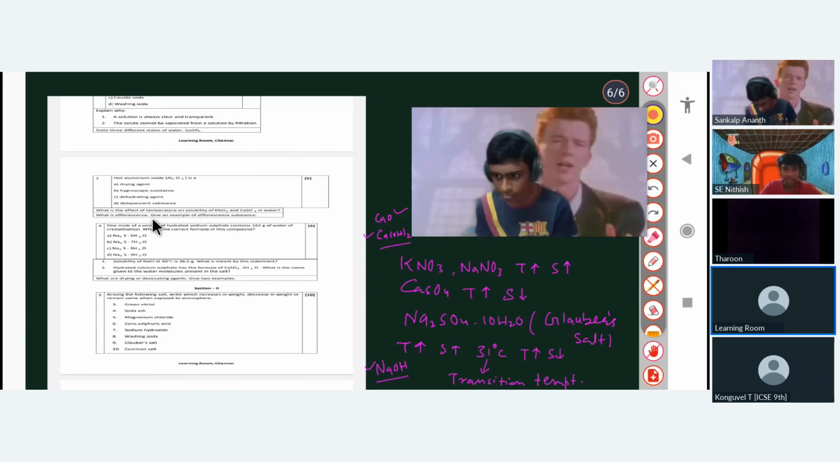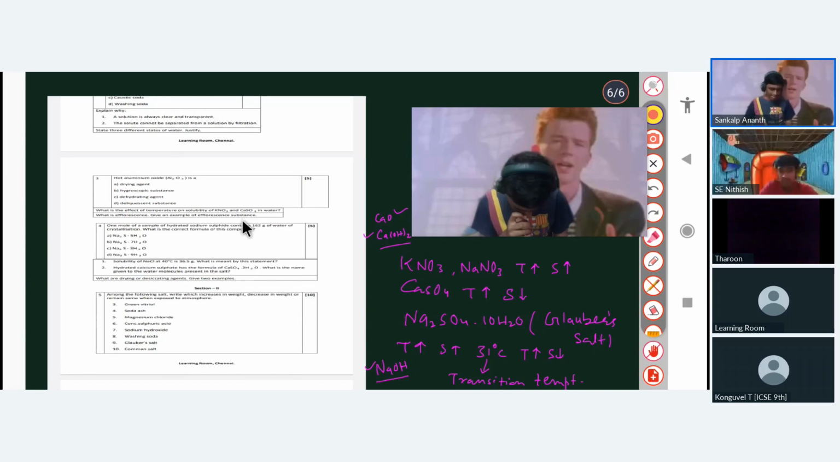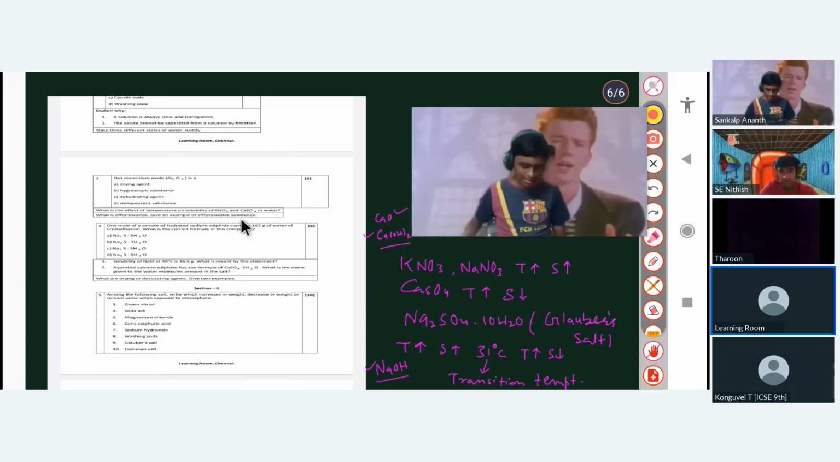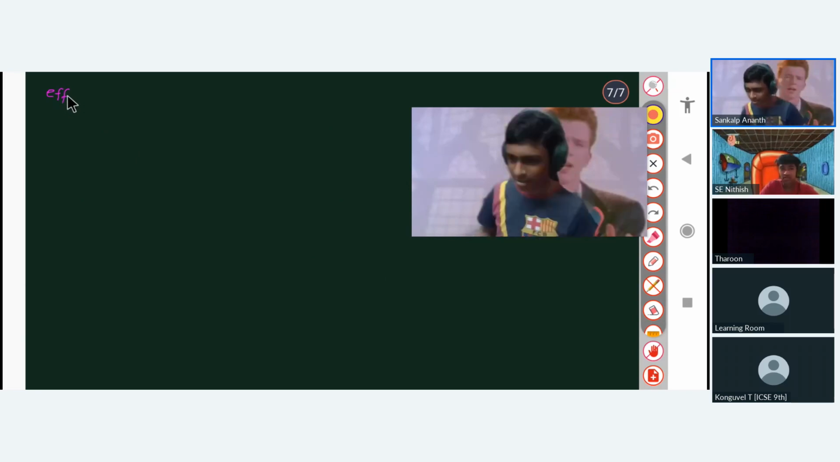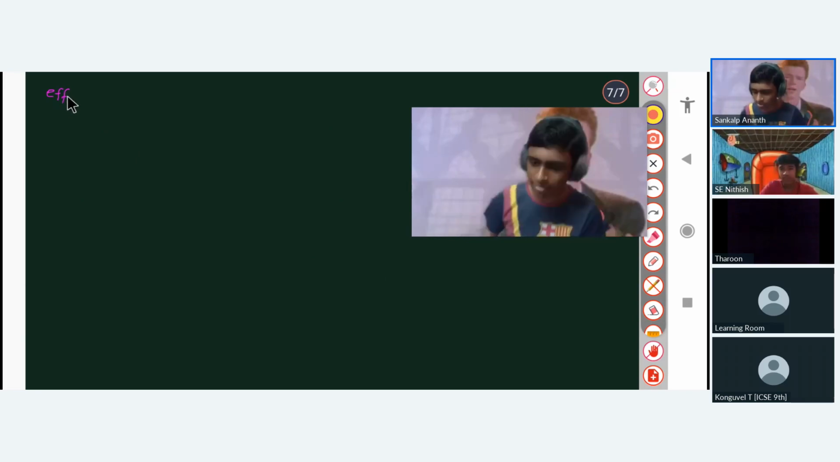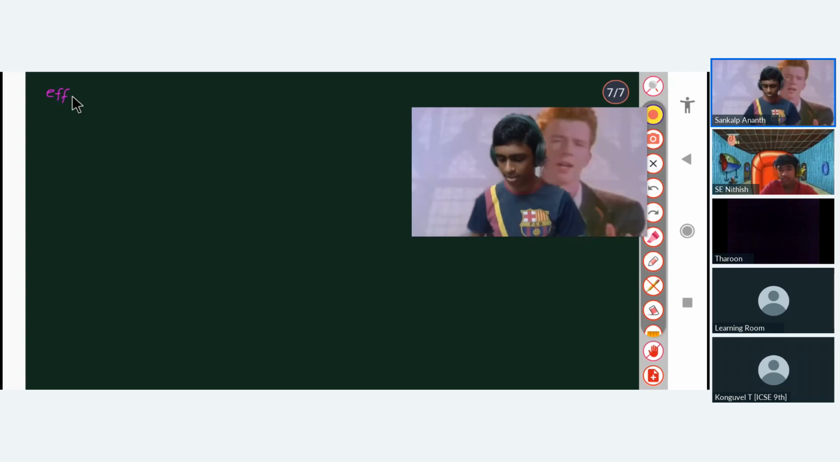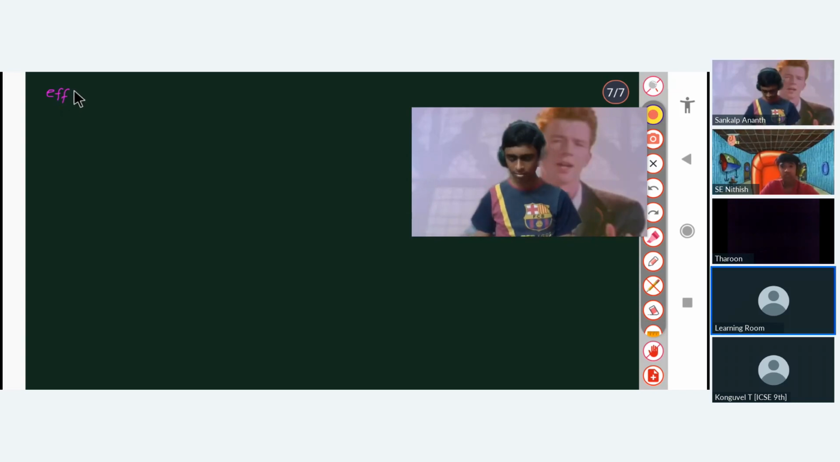The question is: What is efflorescence? Give an example of an efflorescent substance. Sir, it's the process in which, when a salt is exposed to air, it loses its water of crystallization molecules. Exactly. Whenever any substance is exposed to air and loses its water of crystallization, it is known as an efflorescent substance, right?